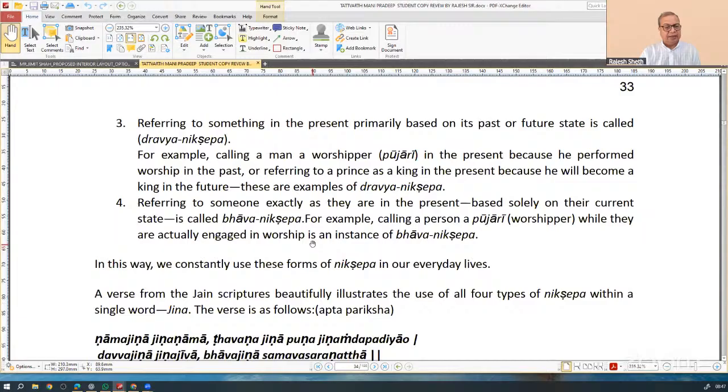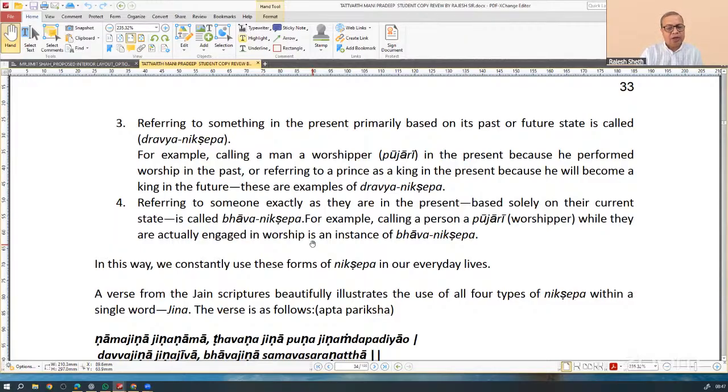Okay. Designation by substance, and then the last one is designation by mode. Okay. So referring to something in the present, primarily based on its past or future. Rajkumar, the son of a king, is also referred to as a prince or a king, although he is now the son of a king, but in future he will become a king. So he is being referred to here as a king now.